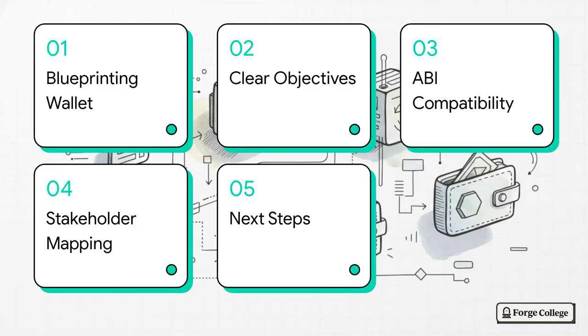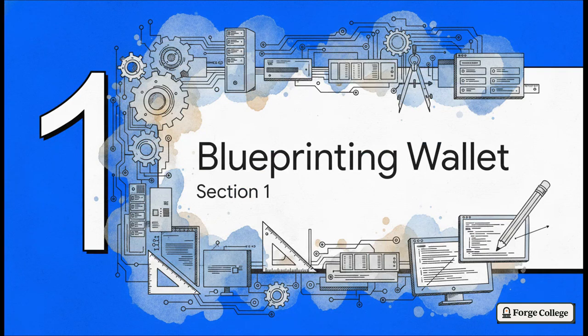Here's a quick roadmap for today's session. We'll cover blueprinting your smart wallet, setting exact objectives, running an ABI compatibility check, mapping out our stakeholders, and looking at the next steps. Nice and structured. All right, Section 1, Blueprinting your smart wallet.